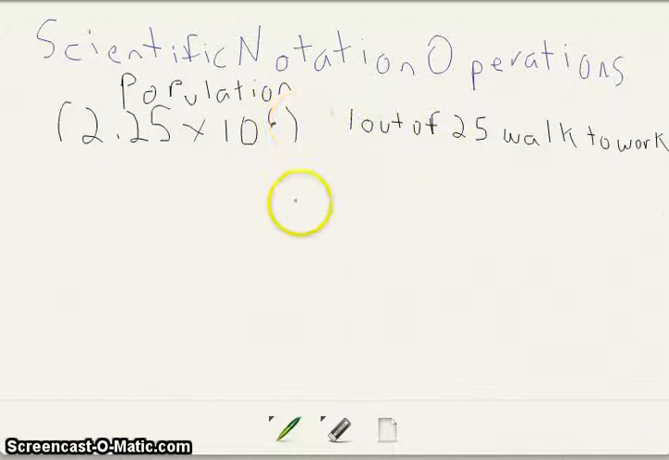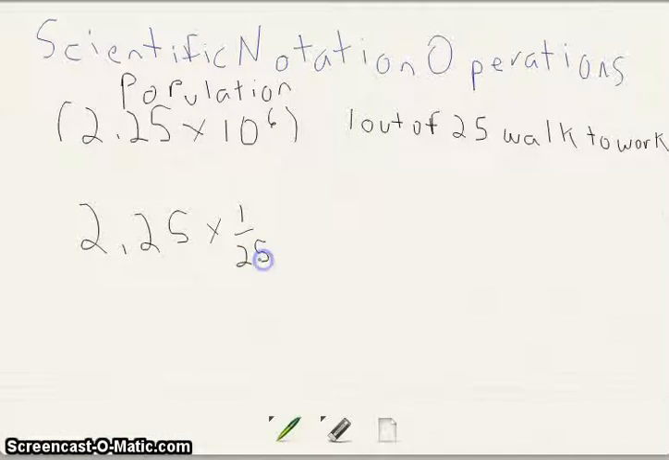So here we're not going to worry about our exponents first because there's not another exponent to add or subtract it to. So we need to find out what 1/25 of that 2 and 25/100 is. So we need to do 2 and 25/100 times our 1/25. So here I have decimals and I have fractions, so I either need to convert everything to fractions or everything to decimals. So 1/25 is easy enough to convert to a decimal.